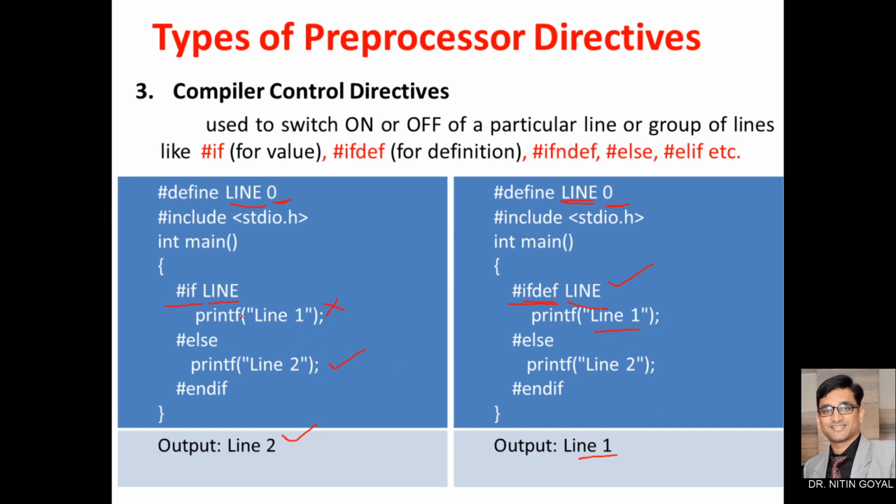So on the left hand side, where we are using #if line, the output will be line 2, that is, it will go to the else part. Whereas on the right hand side, we are using #ifdef. It will not go to the else part, because the definition of line exists. That's why it will output line 1.